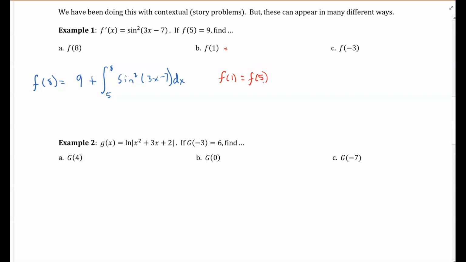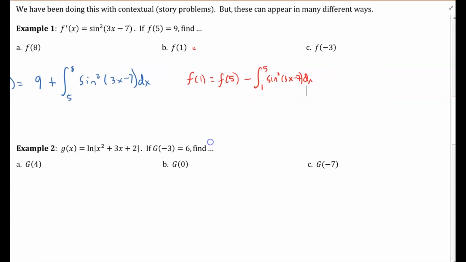is going to be equal to our initial value, which is f of 5. And notice my starting value is further than f of 1, so I don't want to add an integral from 1 to 5. What I want to do is take this away. So I'm going to take away the accumulation of the rate function, f prime of x, which again is sine squared of 3x minus 7 dx.